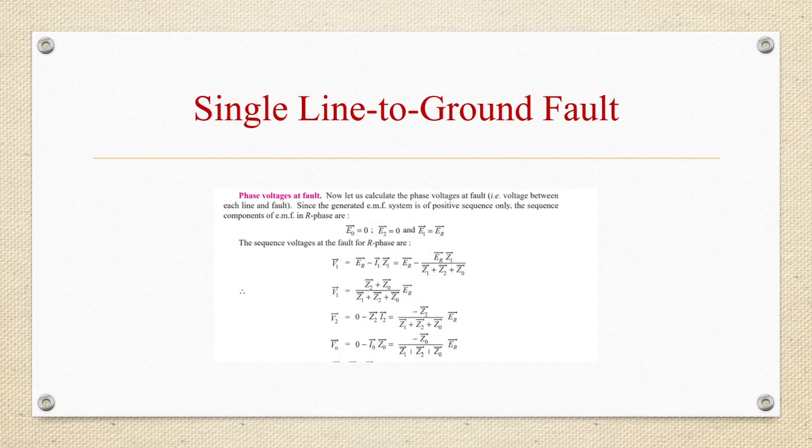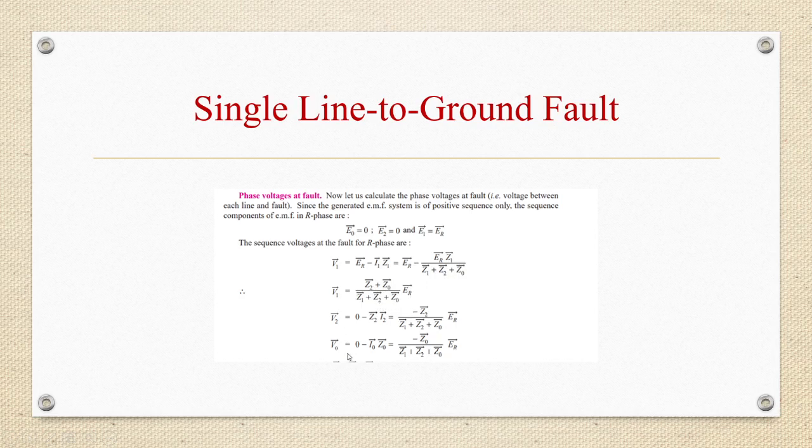Since the generated EMF system is of positive sequence only, the sequence components of EMF in R phase will be E0 is 0, E2 is 0 and E1 equal to ER. So sequence voltages at the fault for R phase will be V1 is equal to ER minus I1 Z1, or ER minus I1 value we substituted here, that is ER by Z1 plus Z2 plus Z0 into Z1. So V1 value we are going to get as Z2 plus Z0 by Z1 plus Z2 plus Z0 into ER.